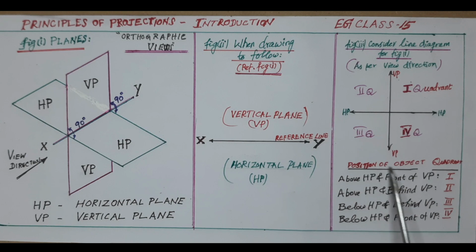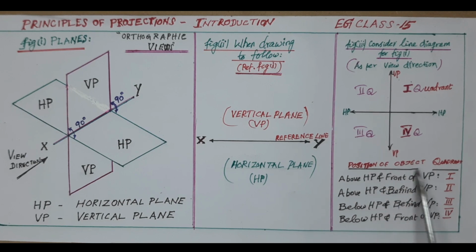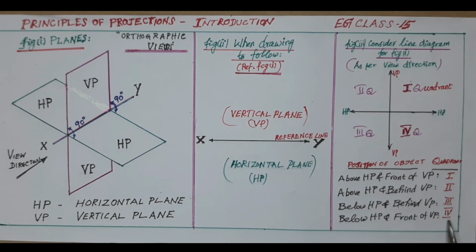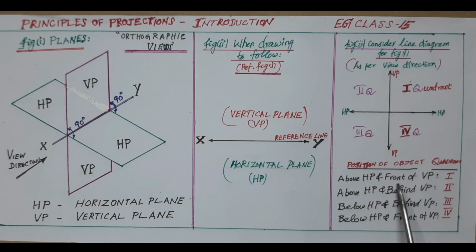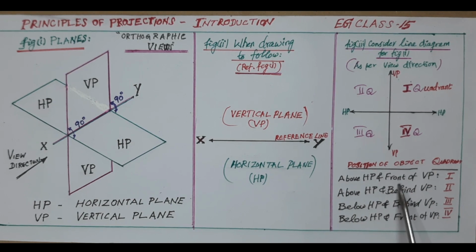That is what is shown here. The position of the object and the corresponding quadrants are mentioned. Based on these words, where the object is kept, the quadrant is to be decided, in which quadrant the object is kept. Based on that only the views are to be drawn in the latter case whenever it is required. That is with respect to figure 3.